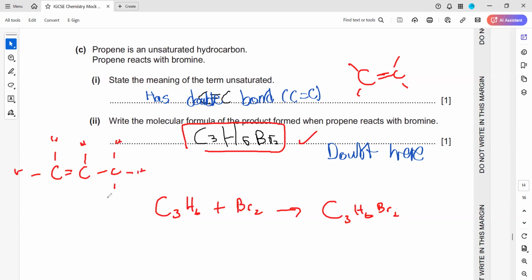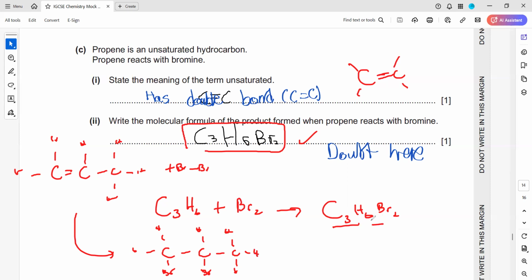When it reacted with bromine, Br2, the two bromine atoms will break the double bond and attach to the carbon. So whenever an alkene reacts, it will turn into an alkane, the double bond breaks down, and this is the product. So the molecular formula for the product is 3 carbon, 6 hydrogen, and 2 bromine. So there is no double bond here.